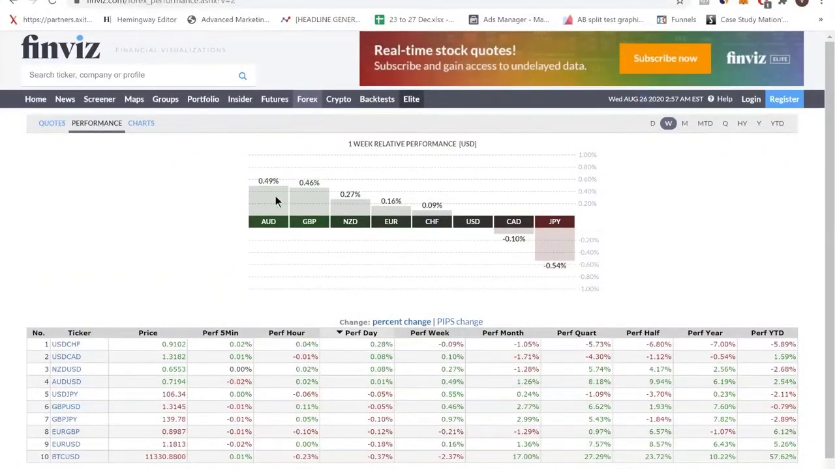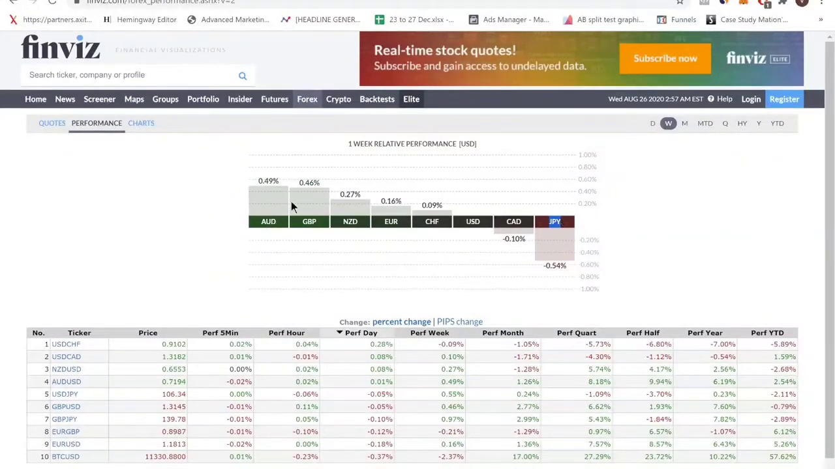You can see that the strongest currency is Aussie and the weakest currency is yen. So in this case, you want to be cancelling out Aussie and yen, because remember, you're trying to find the next currency pair that can move. So Aussie has already moved, yen has already moved.